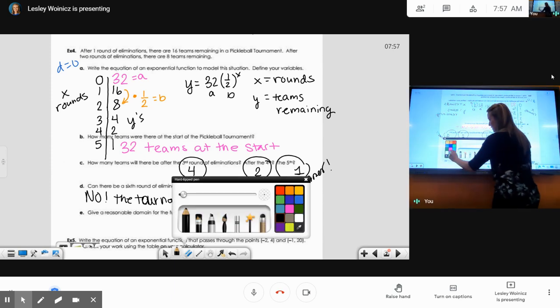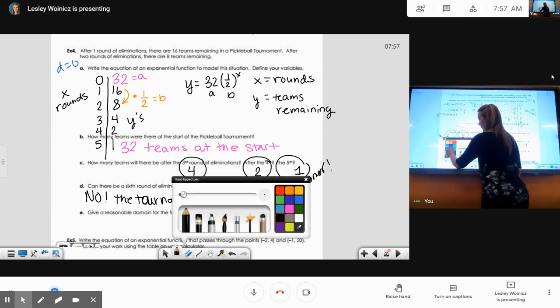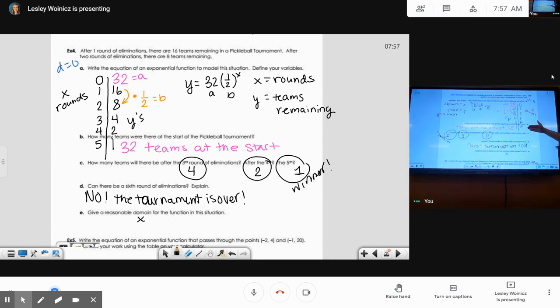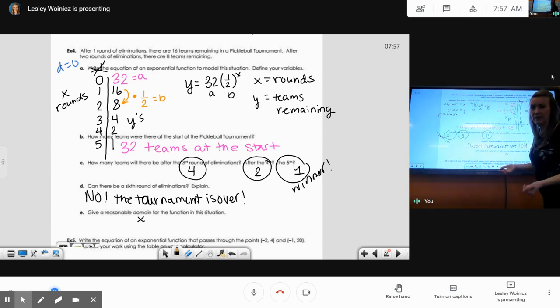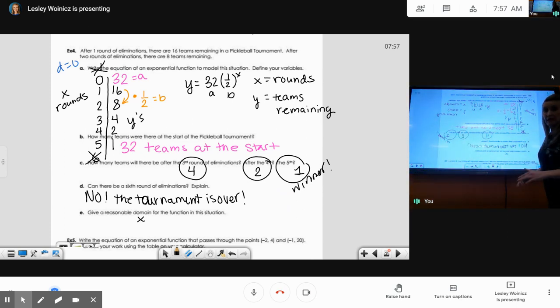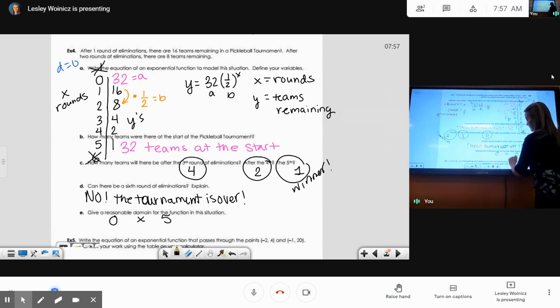So for a reasonable domain for this situation, remember that the domain is the x's. Okay, so we're not going to have -1 be an x because that would be before the start of the tournament. We're not going to have 6 be an x because the tournament's over once we find a winner. So the x's have to go from 0 to 5 only. Remember doing this?